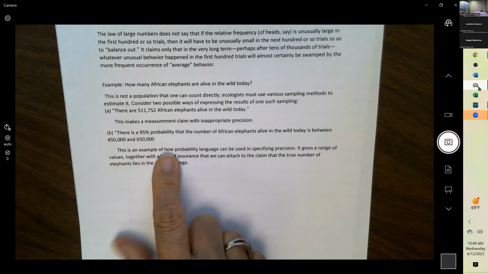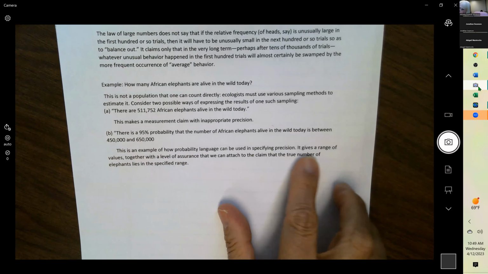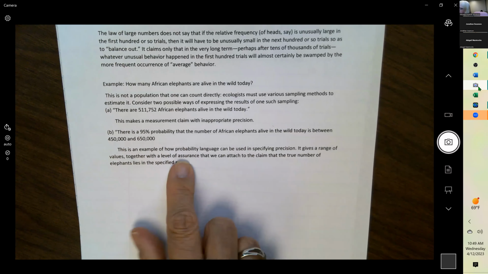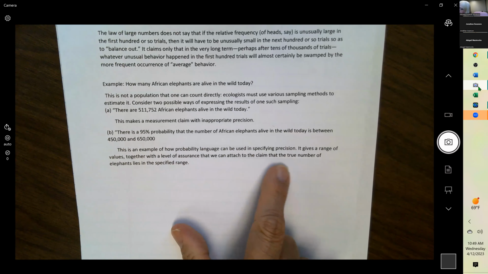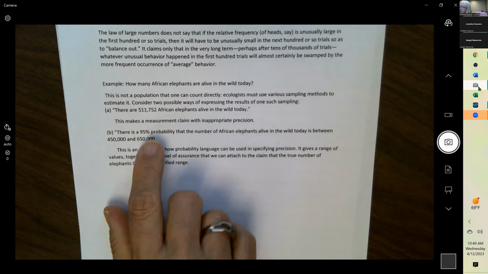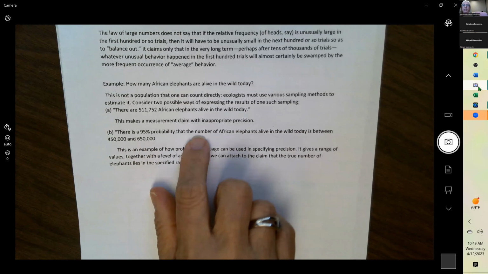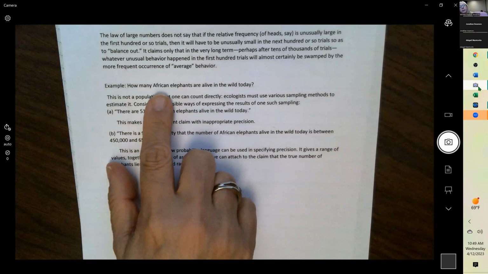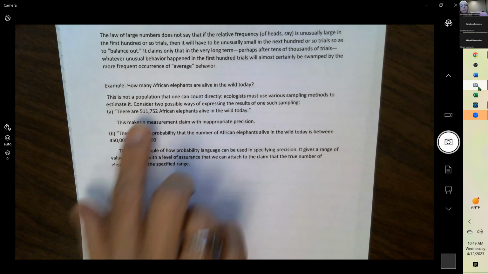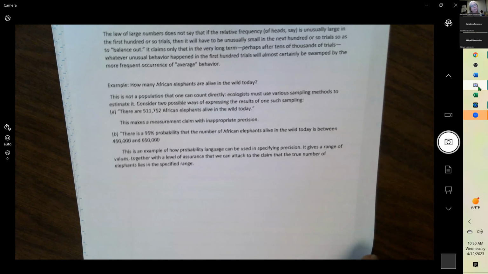This is an example of how probability language can be used in specifying precision. It gives a range of values together with a level of assurance that we can claim. So if it was even less, like they only looked at one area but then they're putting it onto the rest, maybe it's an 80% probability that it's between those two. But to get an exact value, there's no way that you counted every single one. And so they use a range of values. Are there any questions?